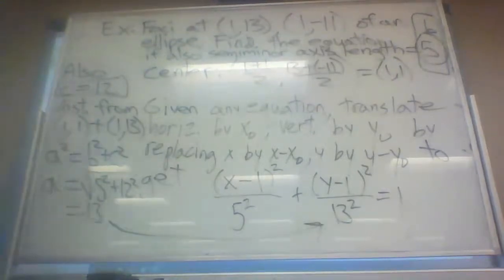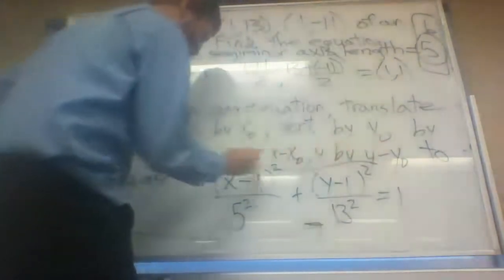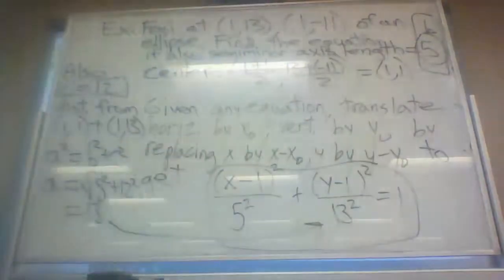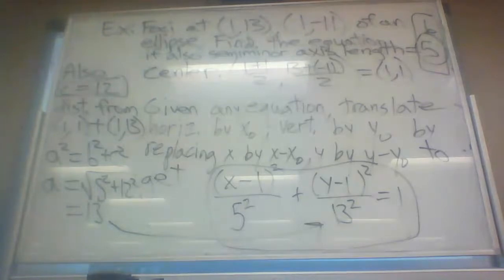Here's the equation of the ellipse now. X minus 1 squared over 5 squared plus y minus 1 squared over 13 squared equals 1. This is the ellipse that has those foci and that semi-minor axis length. That's what a bunch of the problems are. They'll give you enough information you can figure it out. They might give you the foci and the semi-major axis length, or the semi-major and semi-minor axis length, something like that, and the center. But there's the equation for this one.